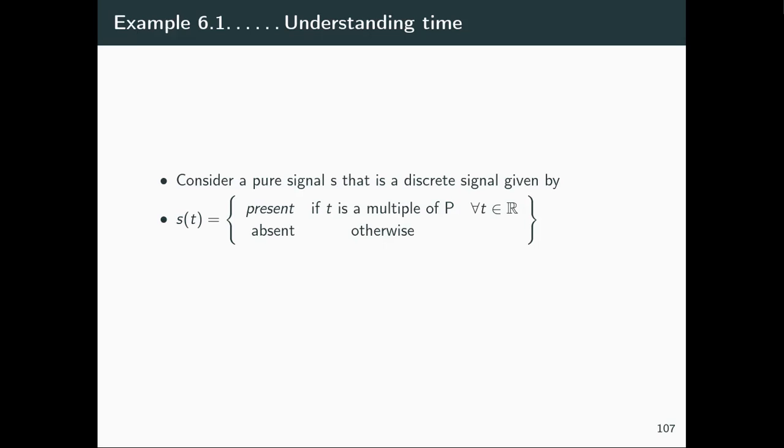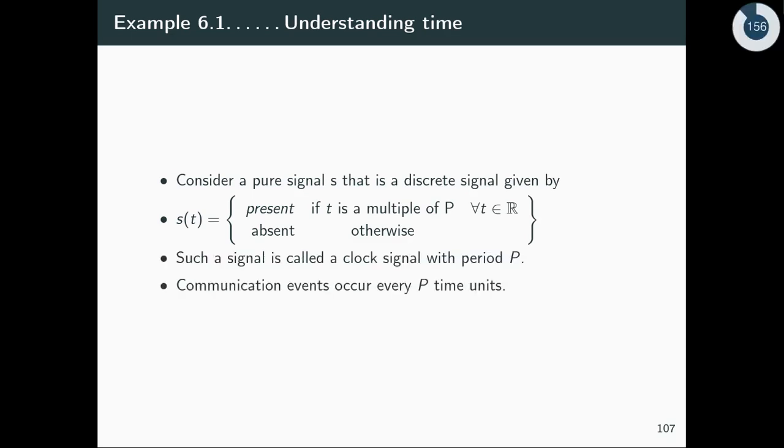In order to understand the precise notion of time, let's have a look at what exactly a clock is. We have already seen this earlier. A pure signal S, a discrete signal, can be specified such that S(t) is present if t is a multiple of a value p, where t belongs to the real domain, and it is absent otherwise. So p is a period, and at each period we have a signal that is present. Here we define a pure signal, a discrete signal, at specific intervals of time. We can call such a signal a clock signal, and it has a period p, and the communication events occur every p time units.